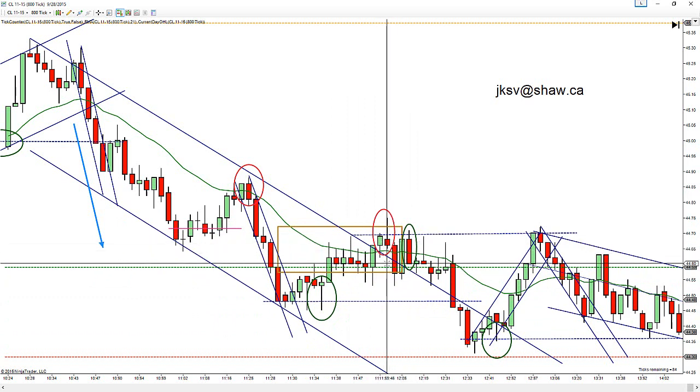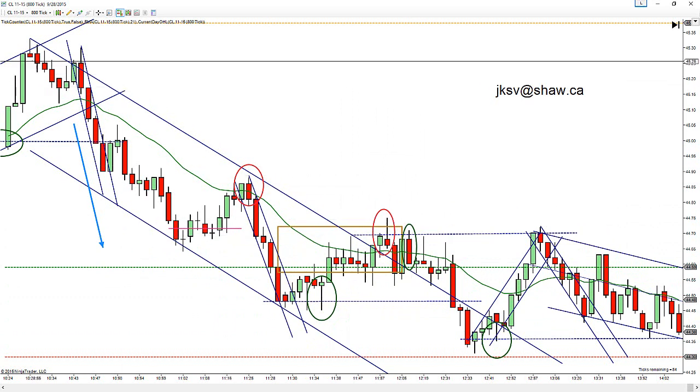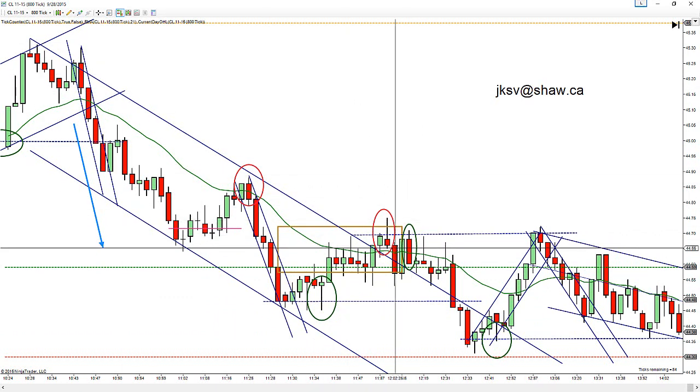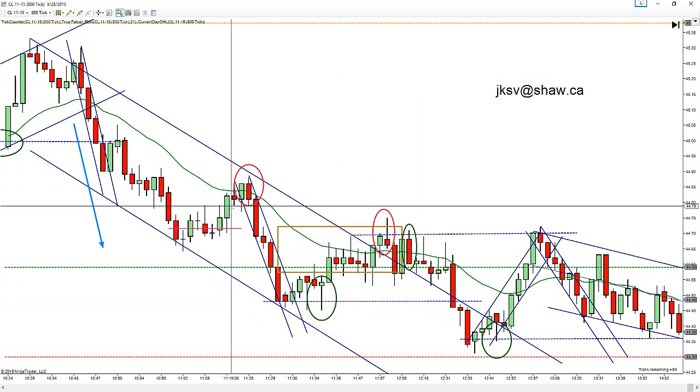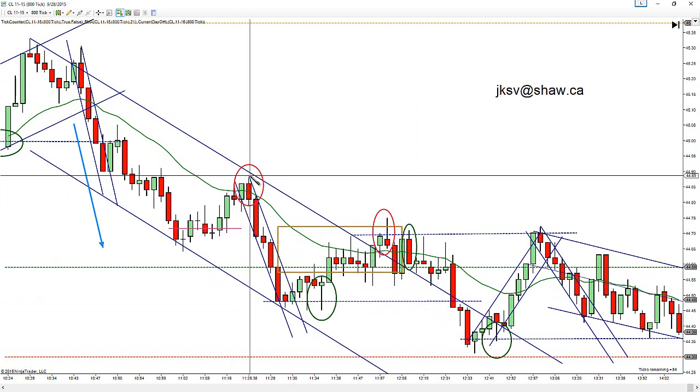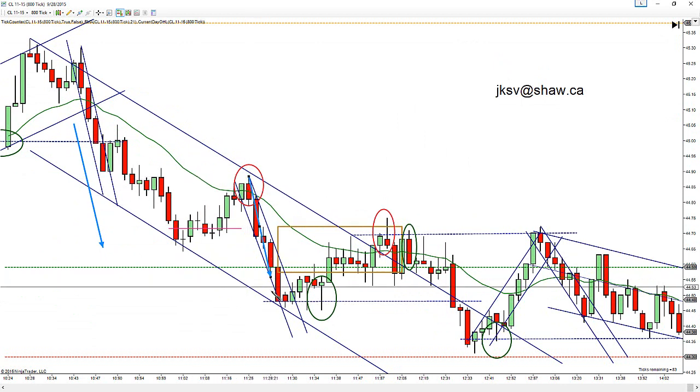I marked this one in red, and the reason I marked this one in red is because now you've got this channel working down, some resistance here. I was thinking like another measured move, and this is the idea. So you get a measured move through here. It might be a longer one. So you've got this one move down here.